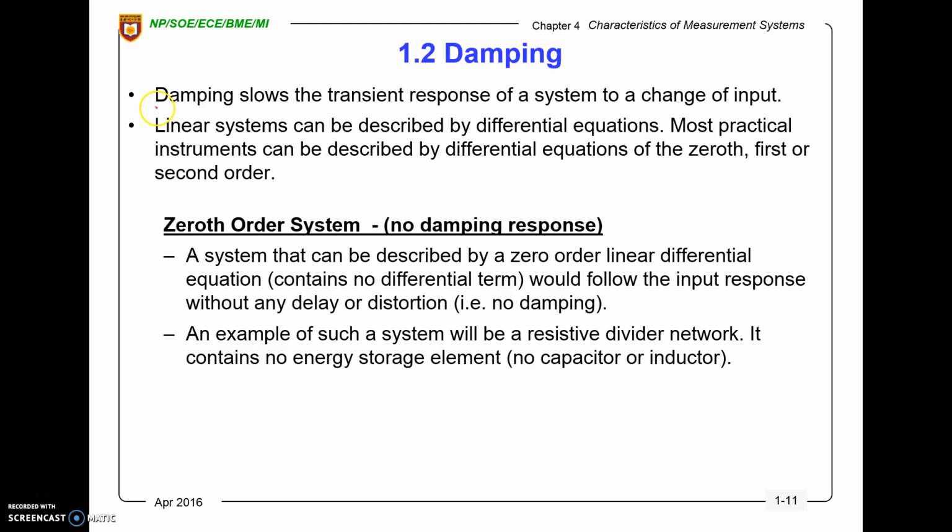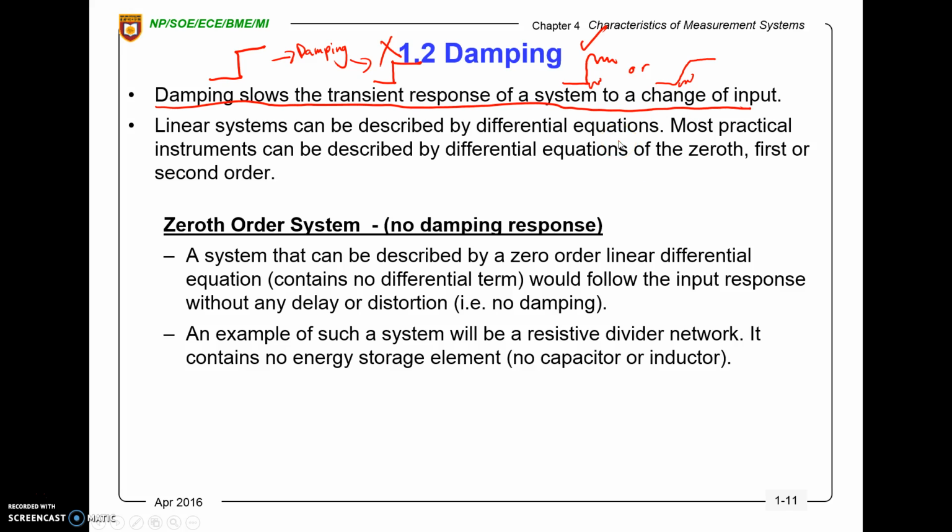Damping slows the transient response to an input change, which means if I have an input like this, due to damping it does not give you this, but this would happen, or this would happen, which means it slows the transition time of the system when there's a change in input.